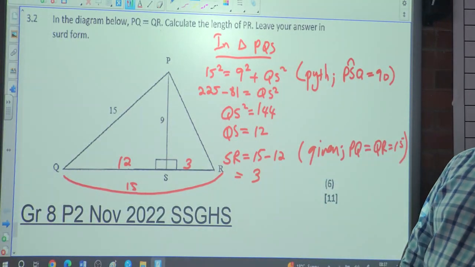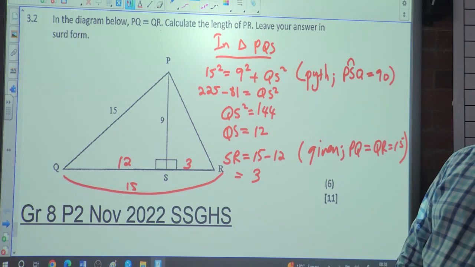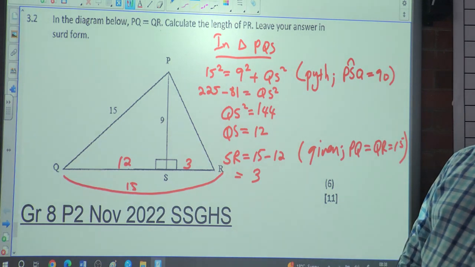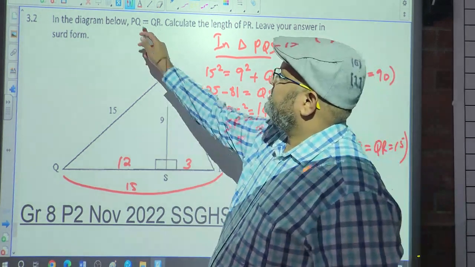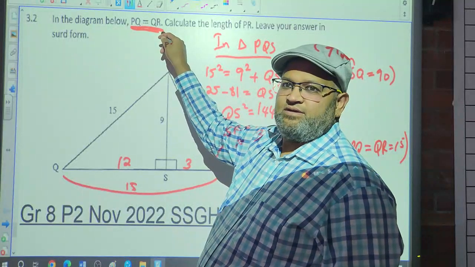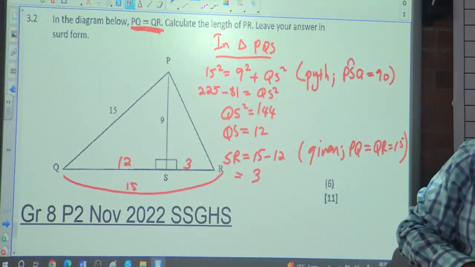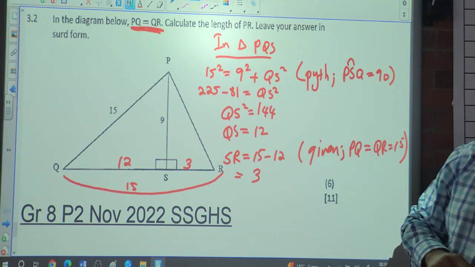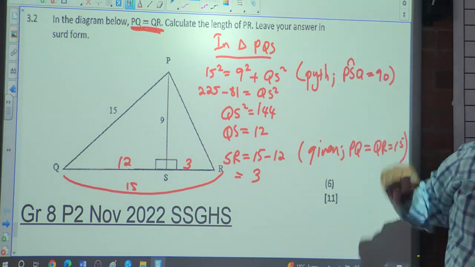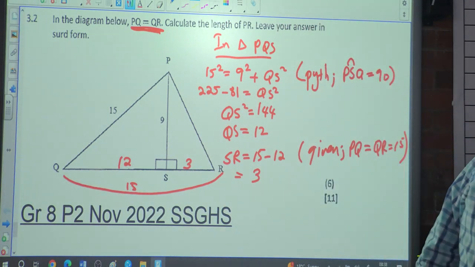Did you say QR is equal to 15 because PQ is equal to 15? Yes, it was given there. If we write that first, before? No, once is enough.